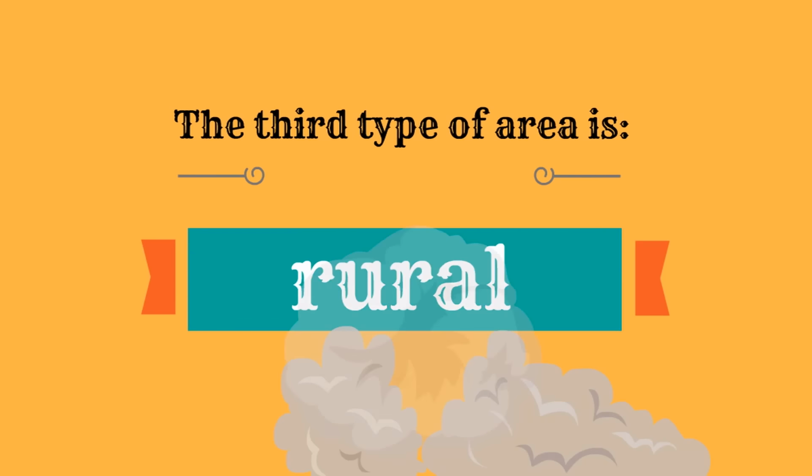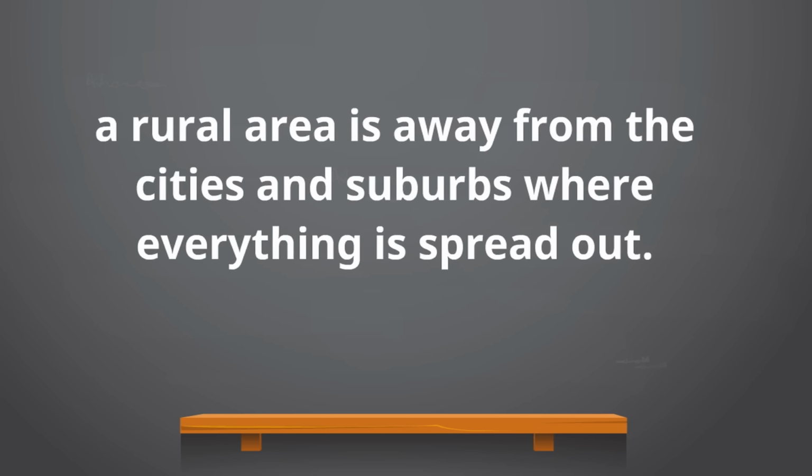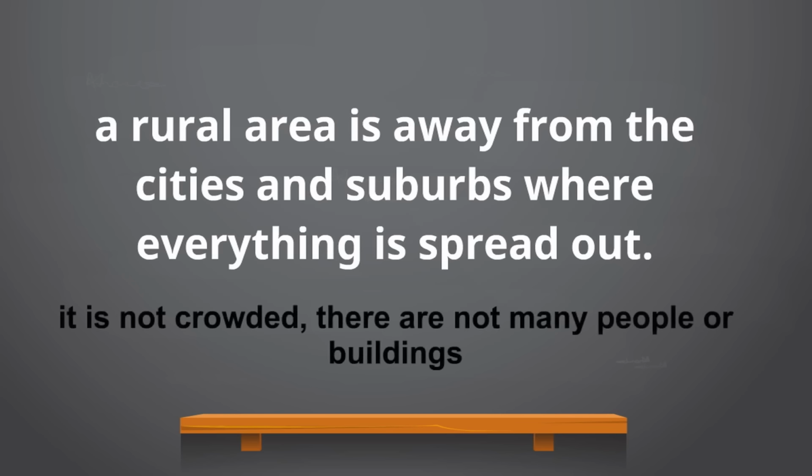The third and final type of area is rural. A rural area is away from the cities and suburbs, where everything is spread out. It is not crowded. There are not many people or buildings.